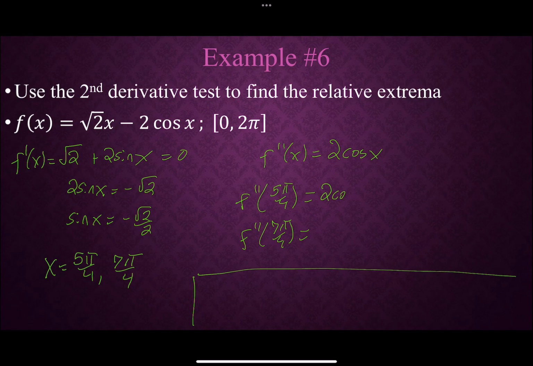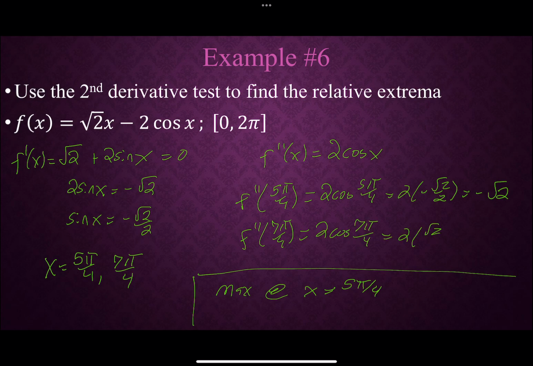So 2 cosine of 5 pi over 4 is 2 times a negative root 2 over 2, which is negative root 2, which means we have a maximum at x equals 5 pi over 4. Whereas when I plug in 7 pi over 4, cosine of 7 pi over 4 is a positive root 2 over 2, so the 2's cancel, leaving positive root 2 for the value. Since it's positive, means we've got a minimum at x equals 7 pi over 4. So that's how we're using our second derivative test.